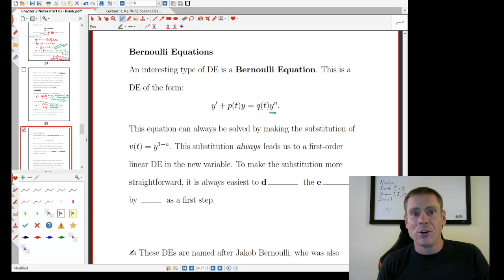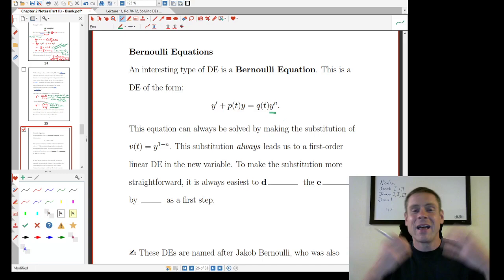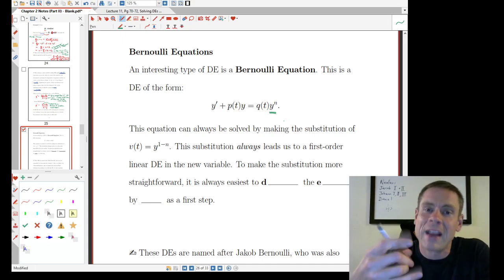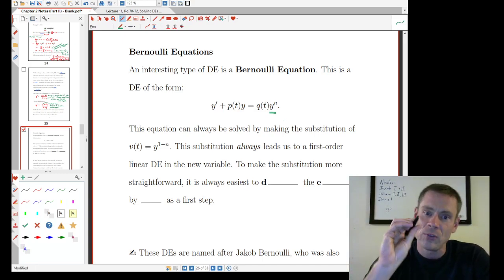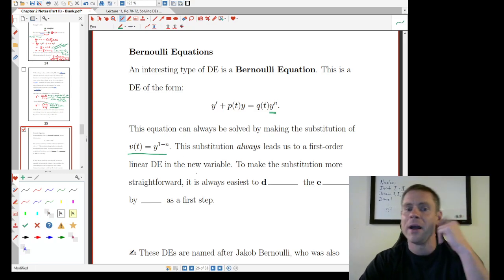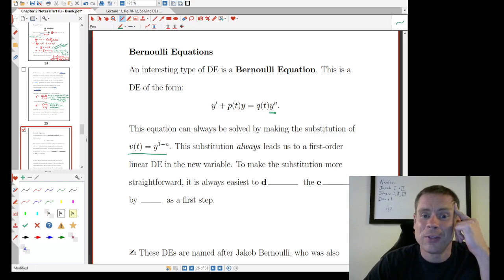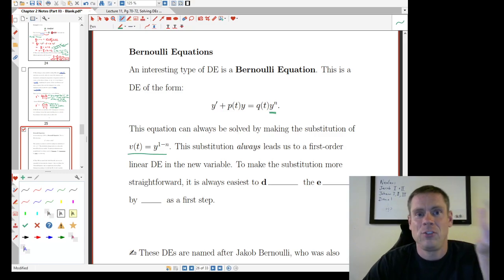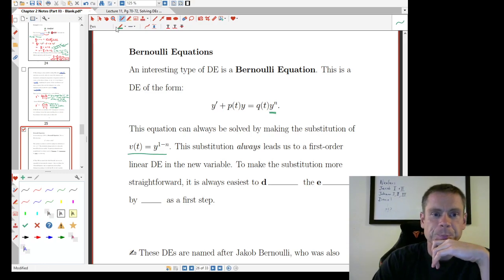And what I want you to know is how to use this substitution. This is going to be one of those substitutions that I expect you to be able to recognize when you see an equation of this form. So what you're going to do is make a substitution of a brand new variable, v, and it's going to be y to the power of 1 minus n. y is the old dependent variable, so we have a new dependent variable that's a different power of y. And it turns out that this always reduces things down to a linear differential equation.